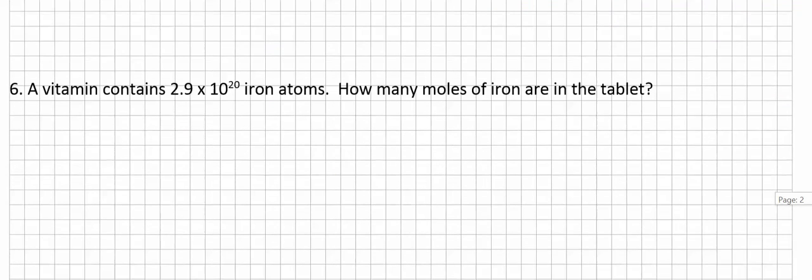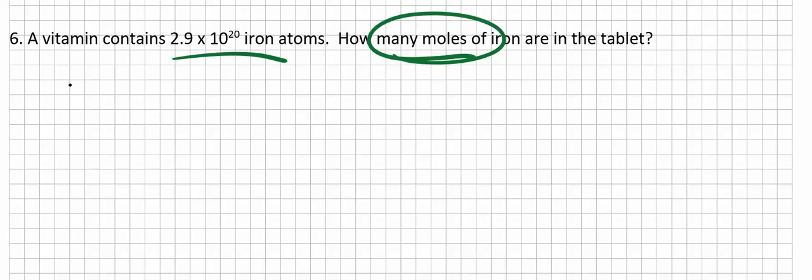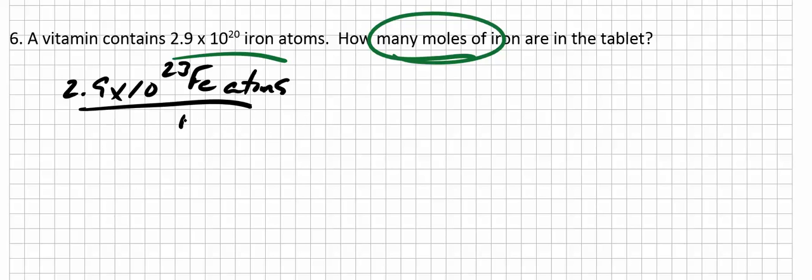Last problem. Let's take a look at number 6. A vitamin contains 2.9 times 10 to the 20th iron atoms. How many moles of iron are in the tablet? So I've been given this number of atoms, and I'm looking for moles. I'm going to start with what I know. In this case, it's 2.9 times 10 to the 20th iron atoms, right? And what I'm going to do is place that over 1 to hold the place. I'm going to use this unit down here, right here. So I have iron atoms.